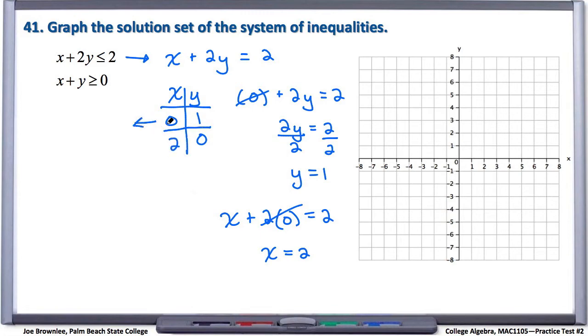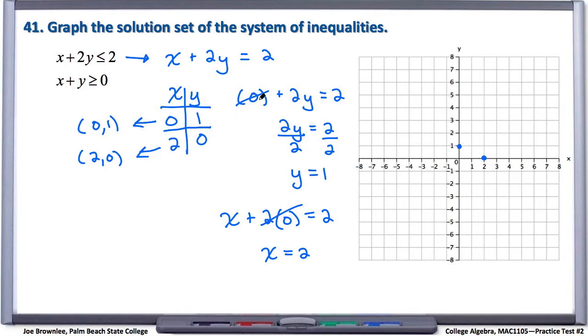We know that now these simply become points, don't they? This is the point 0, 1. This here becomes the point 2, 0. Let's go ahead and plot these 2 points. So 0, 1, that's our y-intercept. 2, 0, that is our x-intercept. Now that we have 2 points, we can go ahead and connect these 2 points.